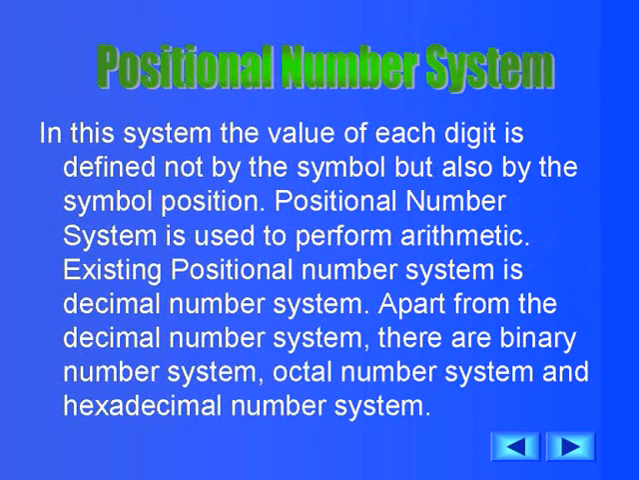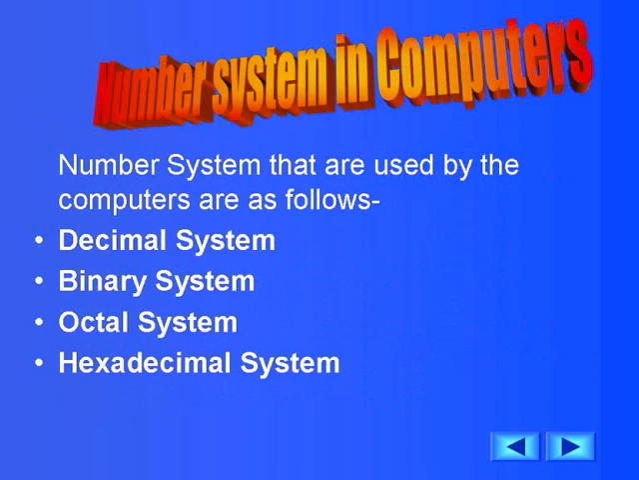Positional number system. In this system, the value of each digit is defined not only by the symbol but also by the symbol's position. Positional number system is used to perform arithmetic. The existing positional number system is the decimal number system. Apart from the decimal number system, there are the binary number system, octal number system, and hexadecimal number system.